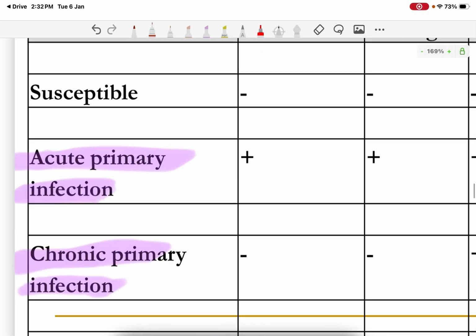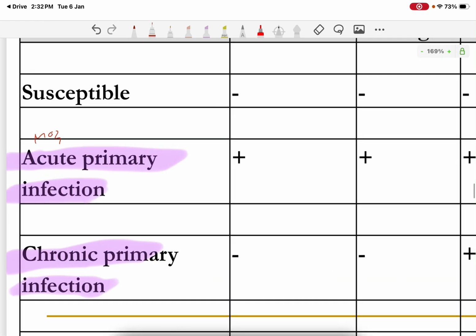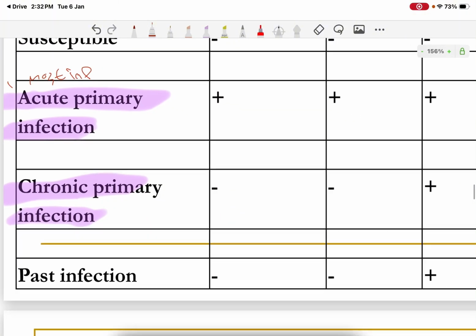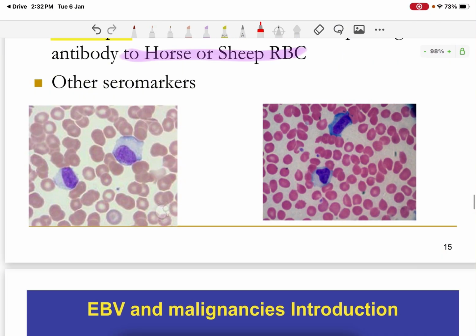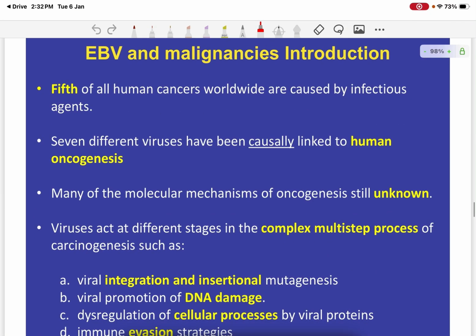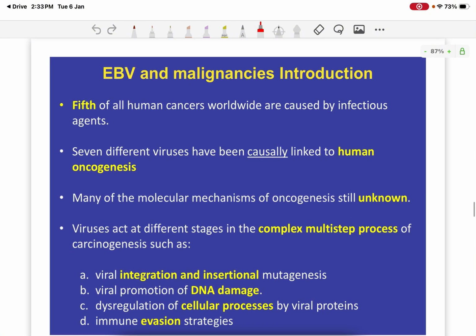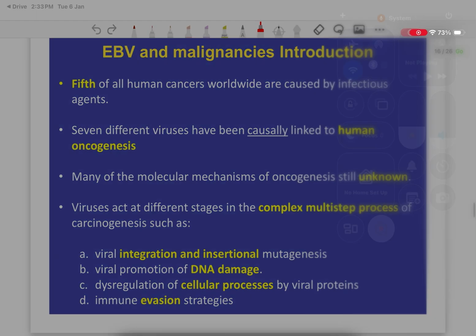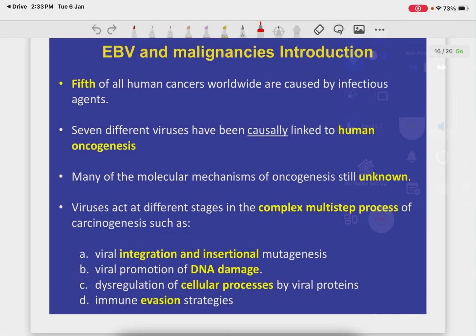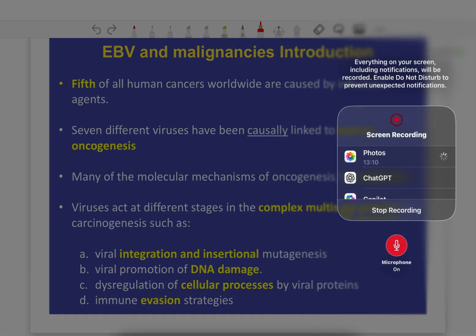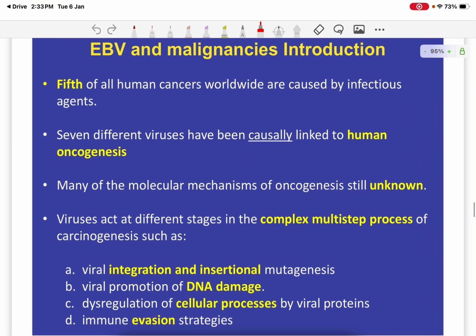And that's the story of Epstein-Barr virus. The story was replicative or latency. Then we talked quickly about the immortalizing of the B cells. And how does this connect with malignancy? A fifth of all human cancers worldwide are caused by infectious agents, aka oncogenes, and there are many, as you say, multi-step processes or hypotheses.